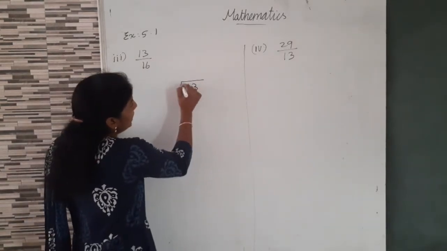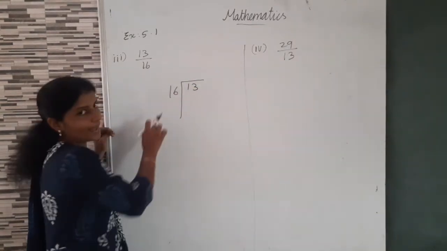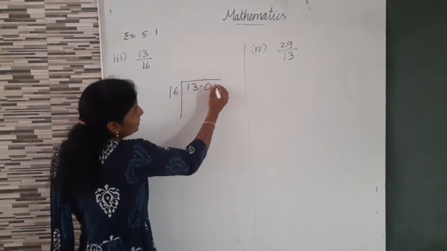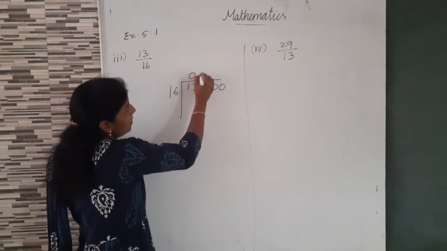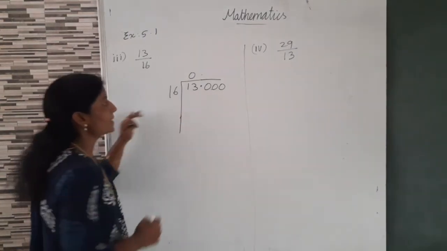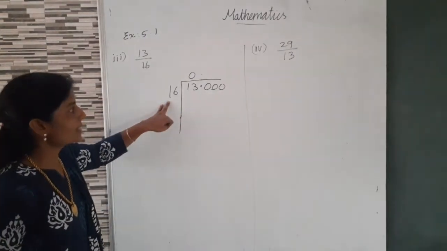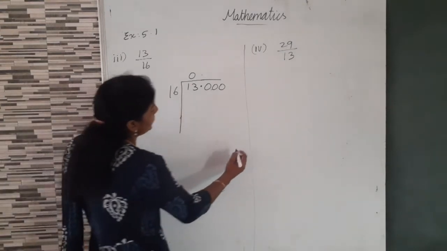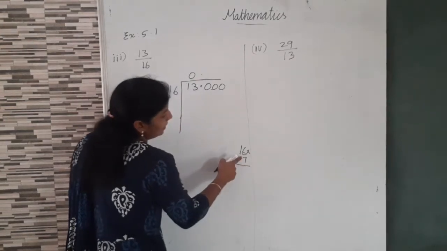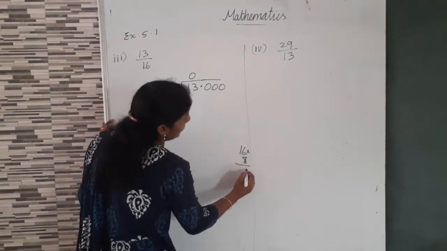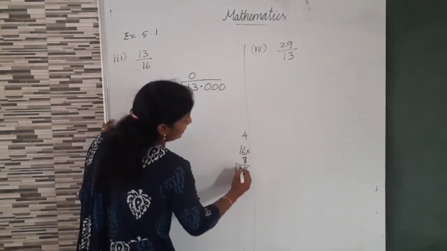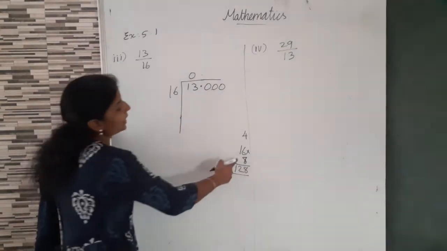13 by 16. 13 is less than 16. So we can put one decimal point and 2 or 3 zeros. Here also 0 point. Now we can take 3 digits, isn't it? 16 into 7 or 8 times? 6 8s are 48, 4 balance, 8 plus 4 is 12, so 128. Here we have 130, so we can take 8 times, isn't it?